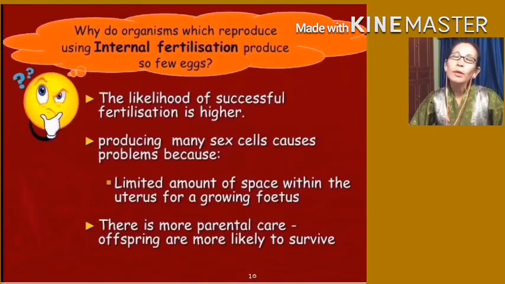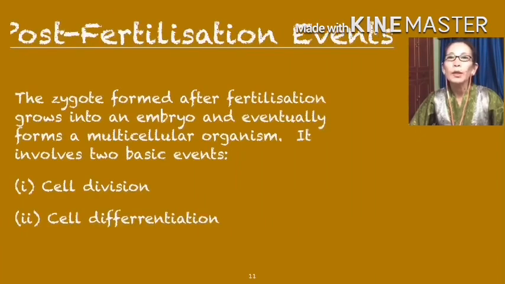Well, after fertilization, the diploid zygote then proceeds into post-fertilization events, which means to say the zygote grows into a multicellular embryo and eventually into an organism. And this process can be understood through two basic events: cell division and cell differentiation.